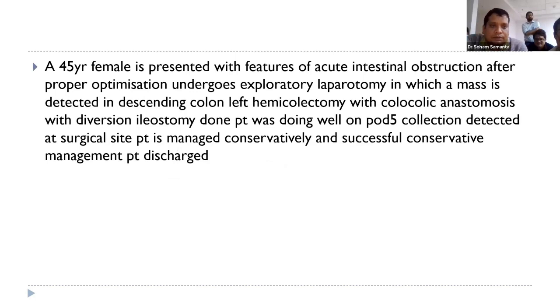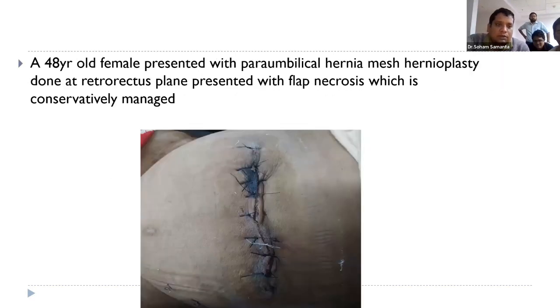Second morbidity, 45-year female is presented with features of obstruction. After proper optimization, it undergoes exploratory laparotomy in which a mass is detected in descending colon. A left hemicolectomy was done with colocolic anastomosis with diversion ileostomy. Collection detected at surgical site. Patient is managed conservatively and successfully. Patient discharged. Third, a 48-year female presented with paraumbilical hernia with mesh hernioplasty done at retrorectus plane.